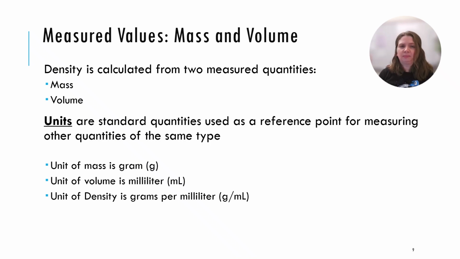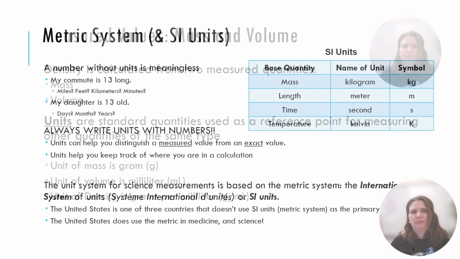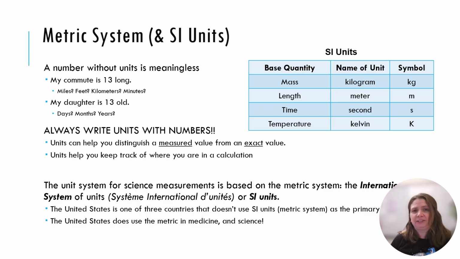Because density is equal to mass divided by volume, the units for density are a mass unit divided by a volume unit, such as grams divided by milliliters. A number without units is meaningless. If I tell you that my commute is 13 long, that information is unclear. Do I mean 13 miles, 13 feet, or 13 kilometers? Or do I mean 13 minutes? Similarly, if I say that my daughter is 13 old, do I mean 13 days, 13 months, or 13 years? The key idea is that every number must be written with its unit.